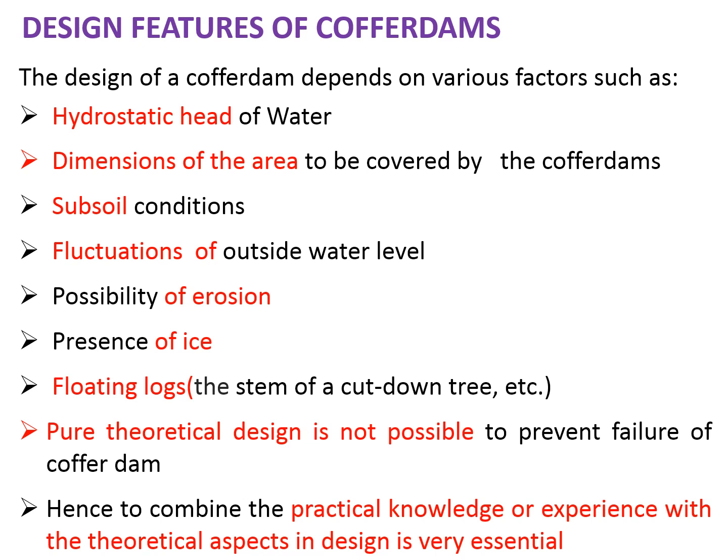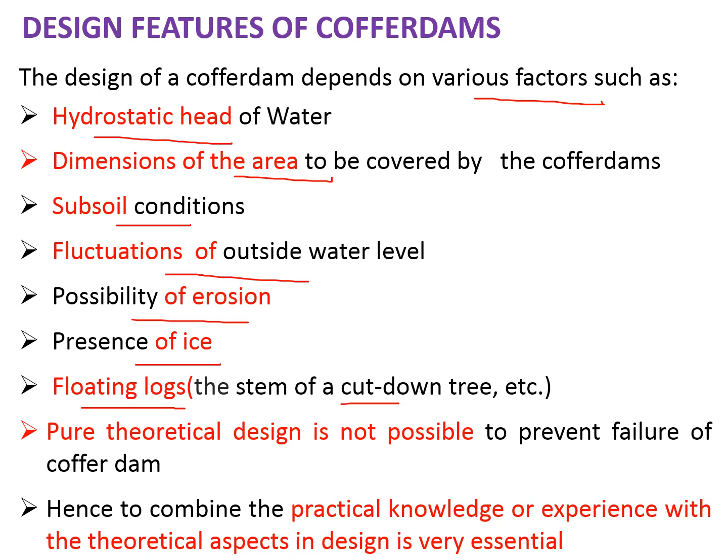Next is design features of a cofferdam. Generally it depends upon various factors such as hydrostatic head of water, how much head of water there is, which is important. Dimensions of area, large or small. Subsoil condition is very important. Fluctuations of outside water level, then possibilities of erosion, ice, floating logs, stems of cut down trees, etc., if they are coming. Pure theoretical knowledge in the design is not enough to prevent the failure of a cofferdam. Some practical aspects are to be applied.